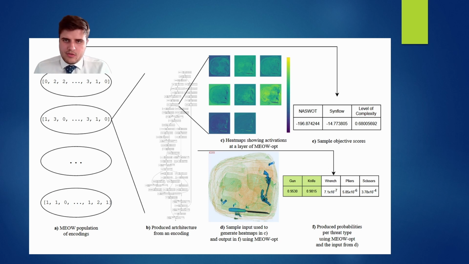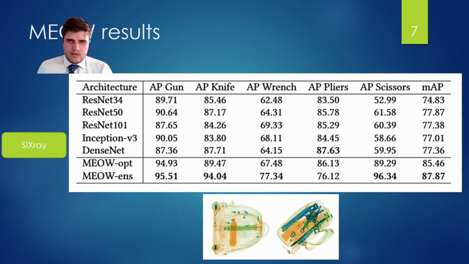Now let's see some results. On the bottom you can see a NASL 6-ray example, and we evaluate MEOW on two main datasets: 6-ray, which is a multi-label dataset with the possibility of multiple threat items in each scan. In fact, 6-ray is the largest X-ray dataset with more than a million images, and you can see a sample of them on the screen.